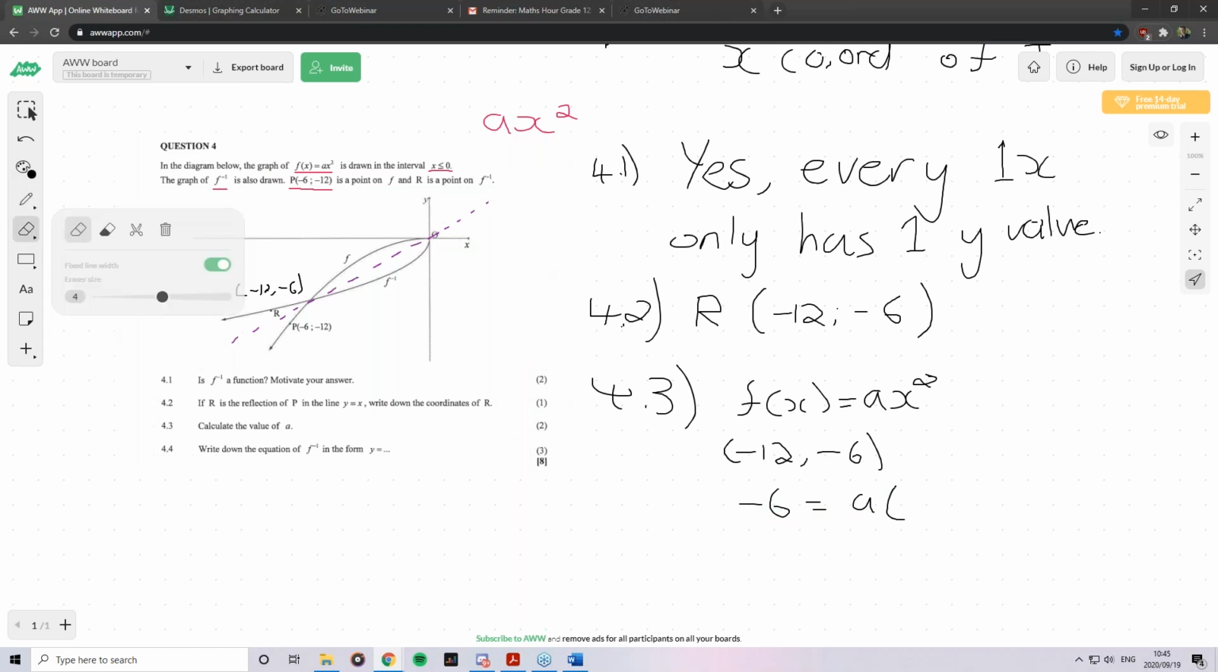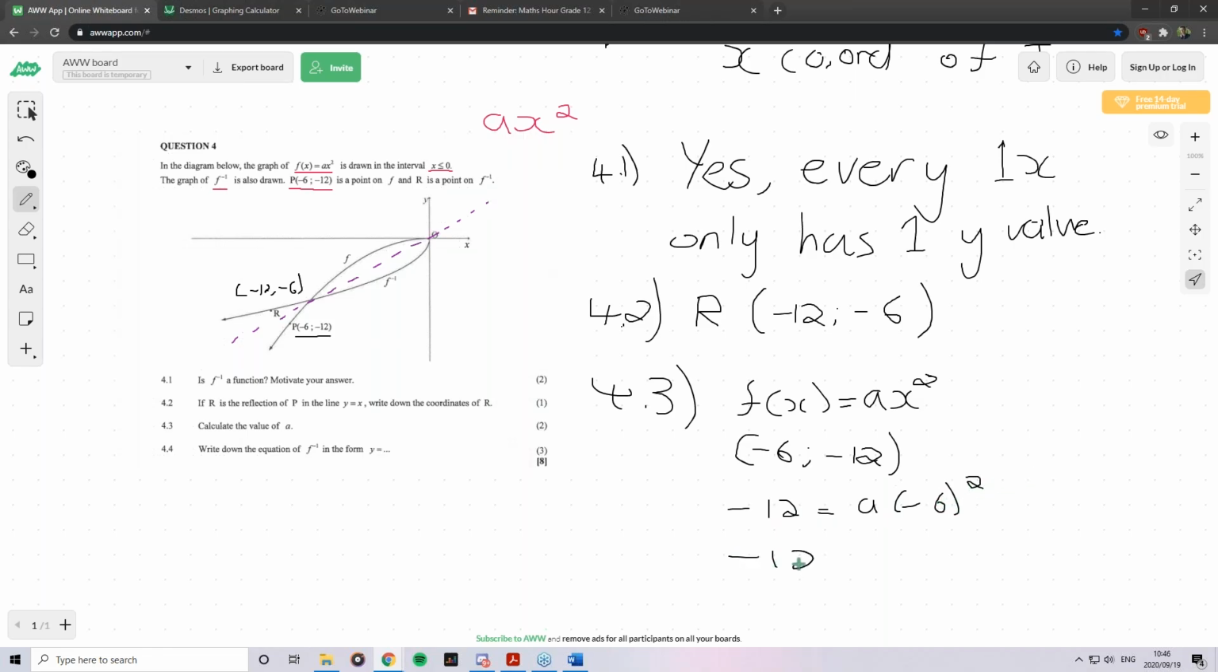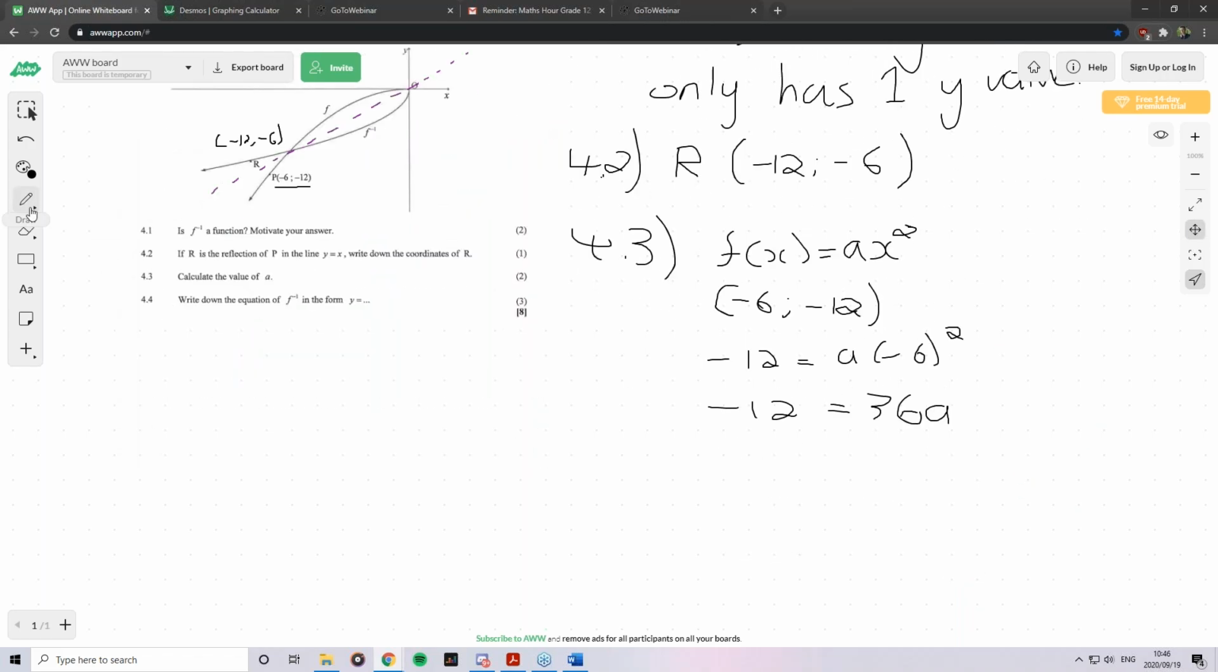Wait, actually, sorry. We're not looking at the point minus 12, minus 6. Sorry, my bad. We're looking at the point minus 6, minus 12, because the inverse of f passes through the point minus 12, minus 6, but f passes through minus 6, minus 12. Sorry, my bad. So this goes through minus 6, minus 12. And we have that minus 12 is equal to a times minus 6 squared. And you have minus 12 is equal to 36a. So we have a is equal to minus 1 over 3.